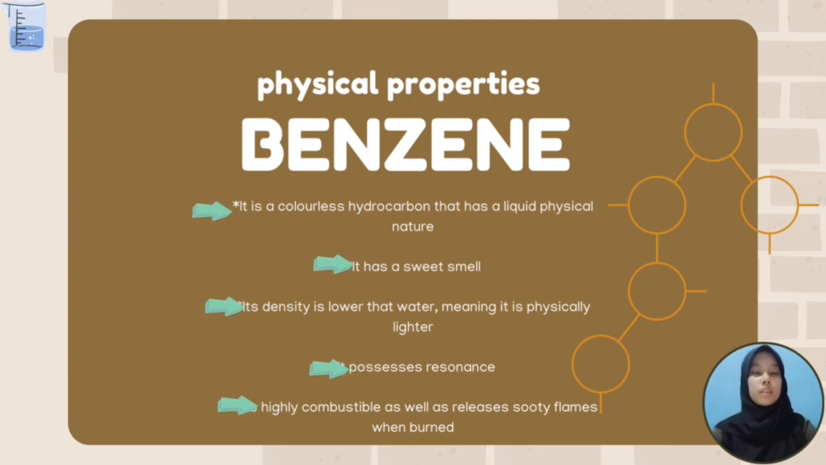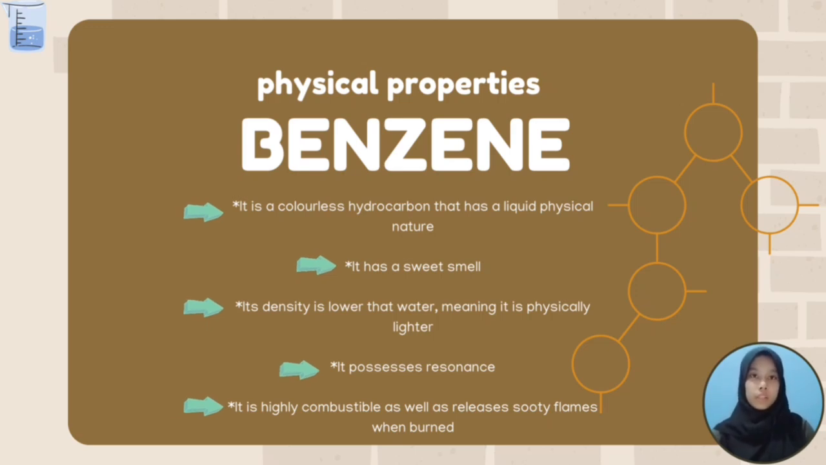As is shown here, there are 5 physical properties of benzene. The first one, it is a colorless hydrocarbon that has a liquid physical nature. The second one, it has a sweet smell. As for the third one, its density is lower than water, meaning it's physically lighter. As for the fourth one, it possesses resonance. And for the last one, it is highly combustible as well as giving really sooty flames when burned.